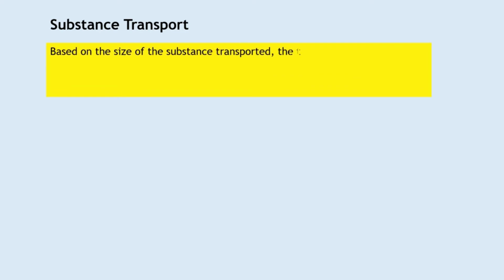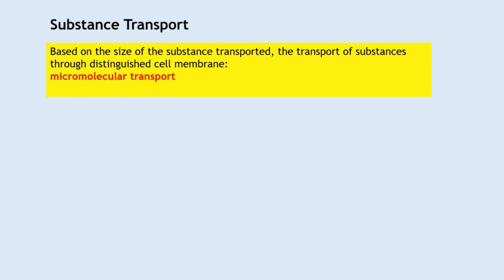Substance transport. Based on the size of the substance transported, the transport of substances through the cell membrane is distinguished into micromolecular transport and macromolecular transport.